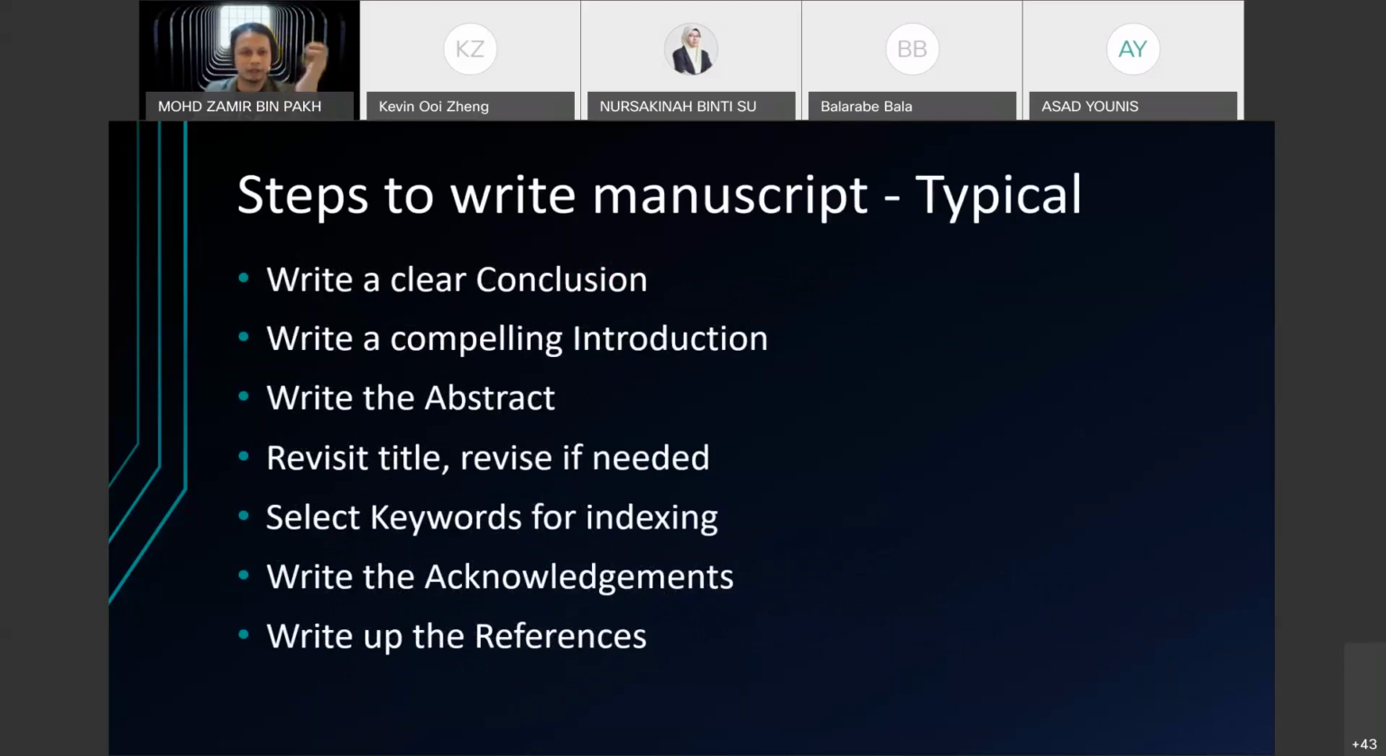You are clean already. So write the abstract as the final one, and then revisit the title if needed. This is the point where you go back to the title and try to refine it to capture the novelty of your contribution. If your proposed title is good enough, then that's it, done.